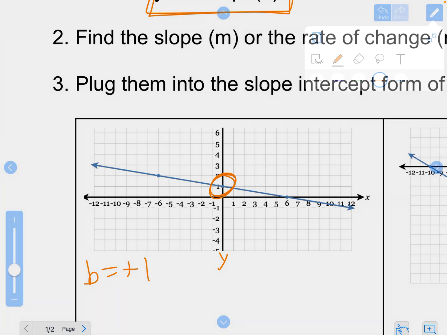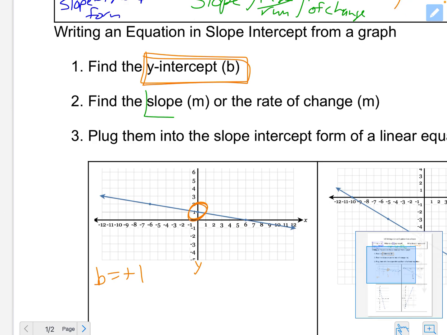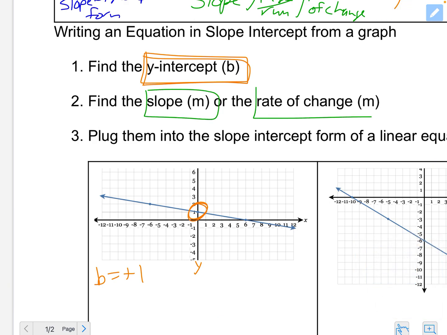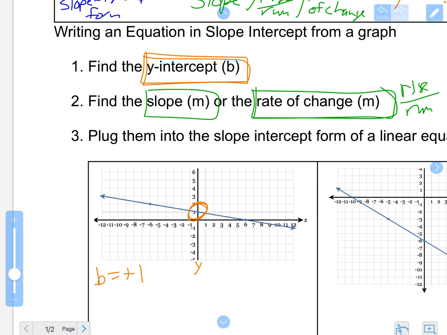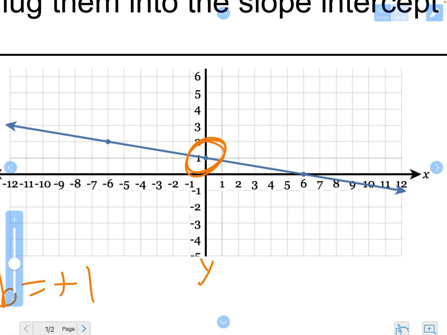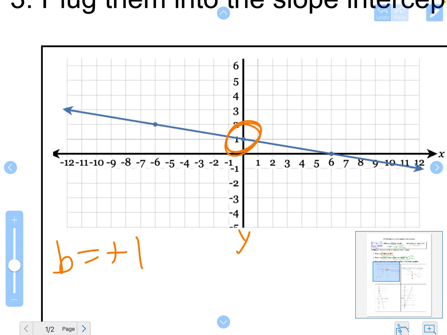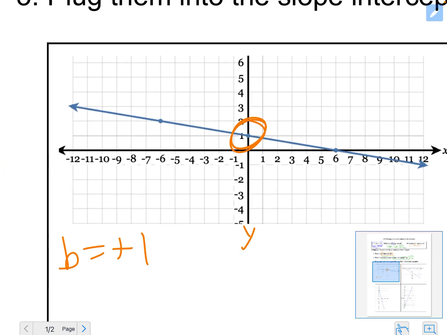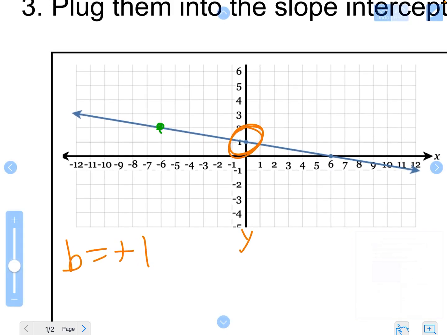Then the next thing that I need to do is find my slope, which is the same thing as the rate of change. So we need to find the rise over run. To find rise over run, I need to find 2 points on the line. These lines are really nice because they've already given me 2 points. So I have this point here and this point here.